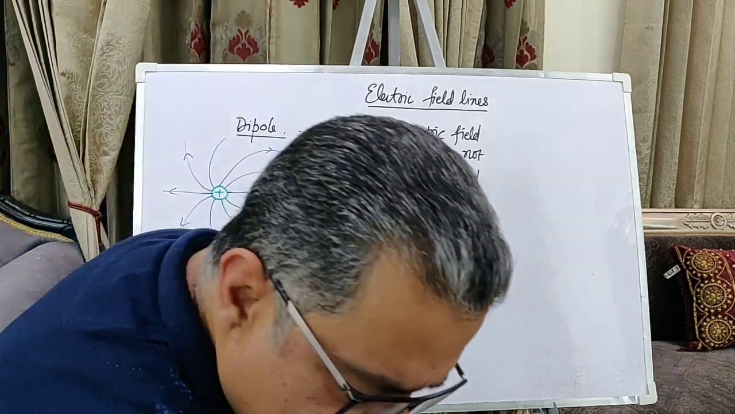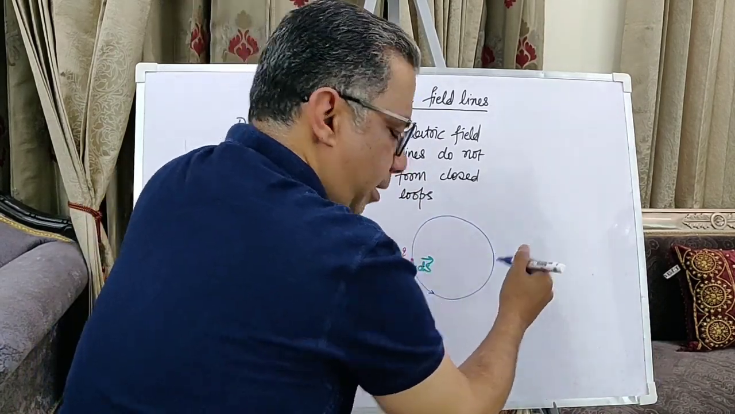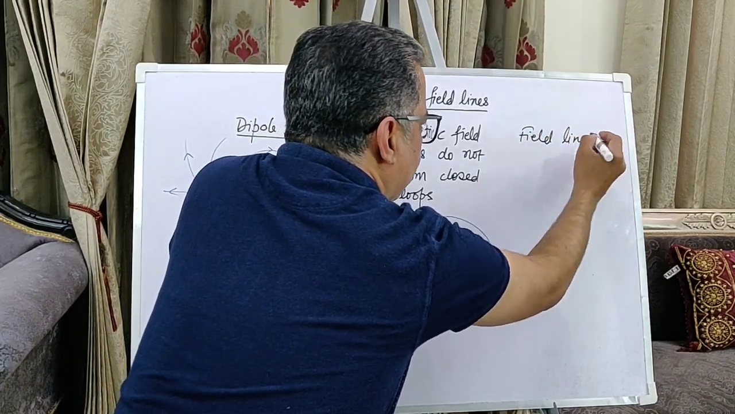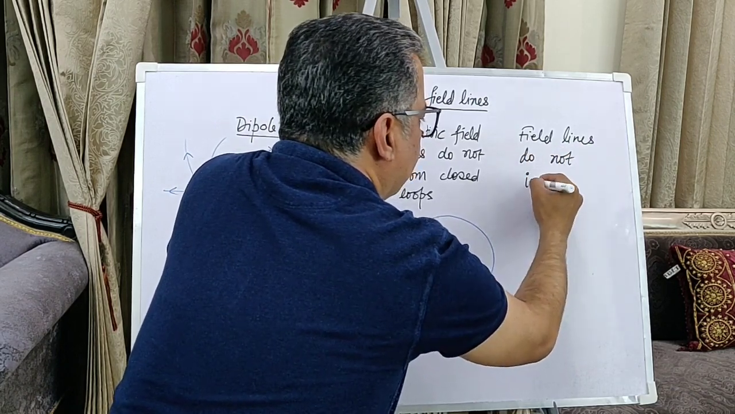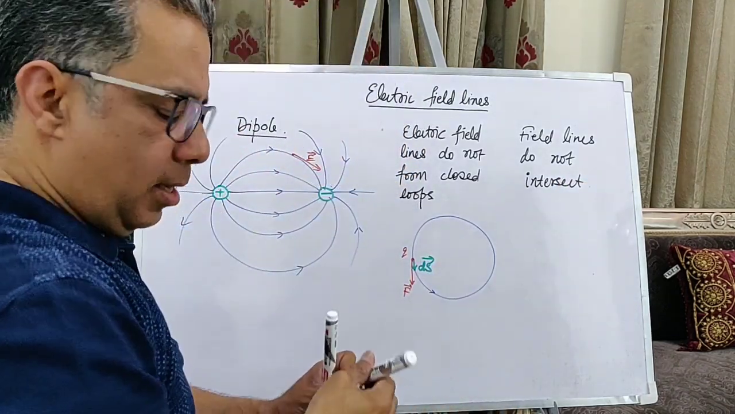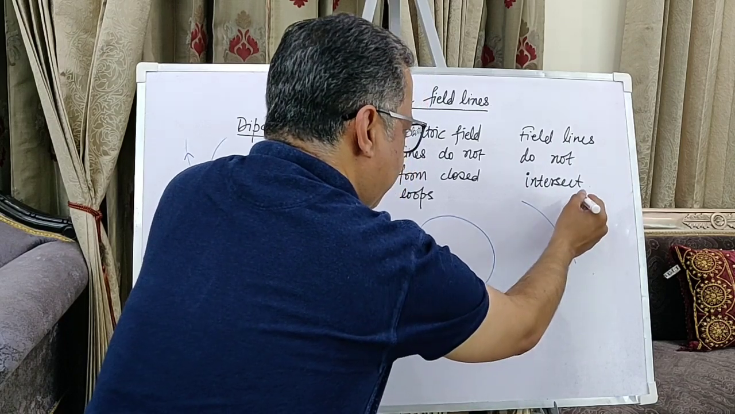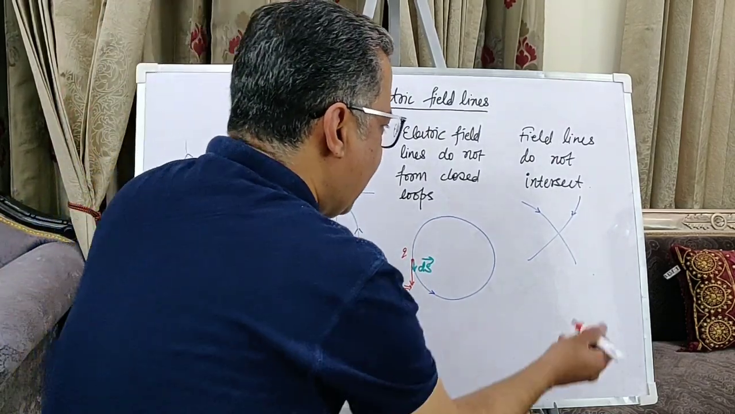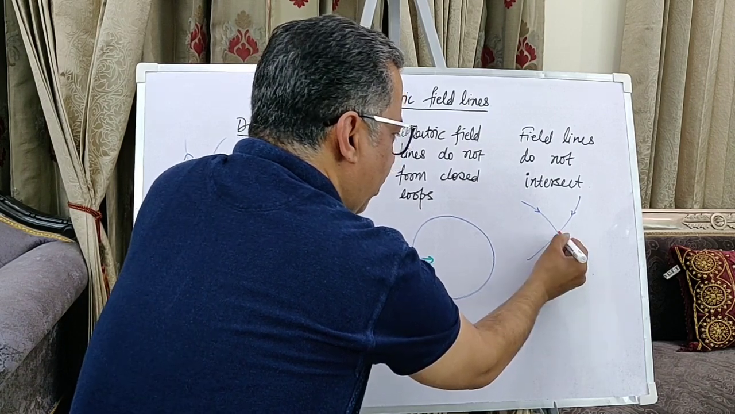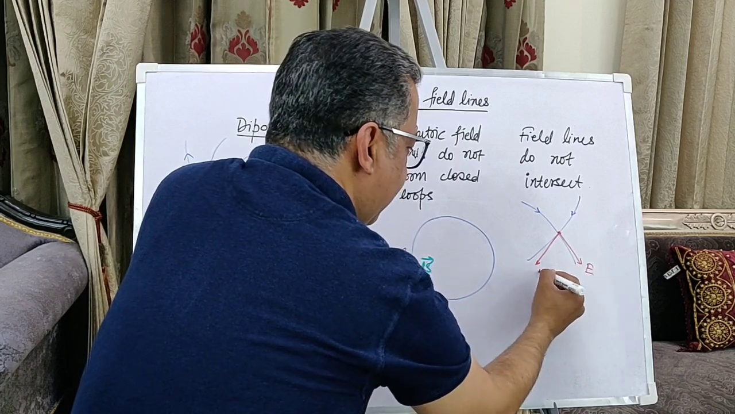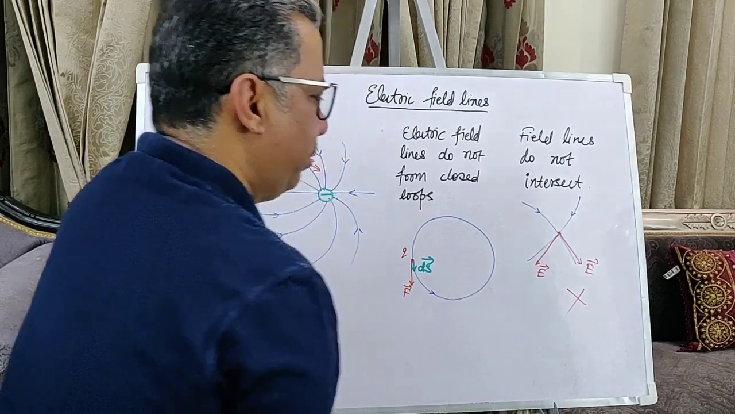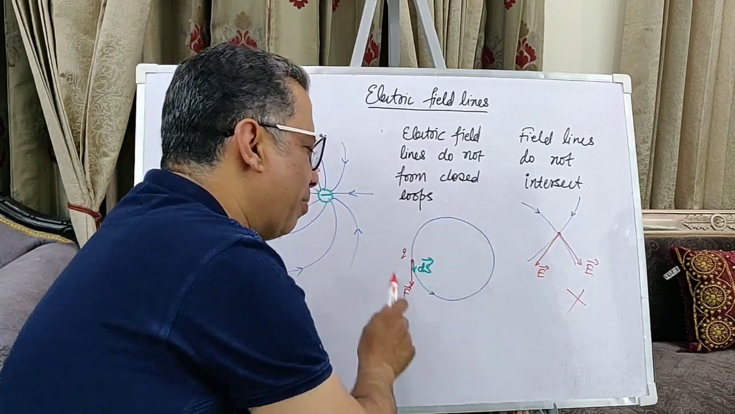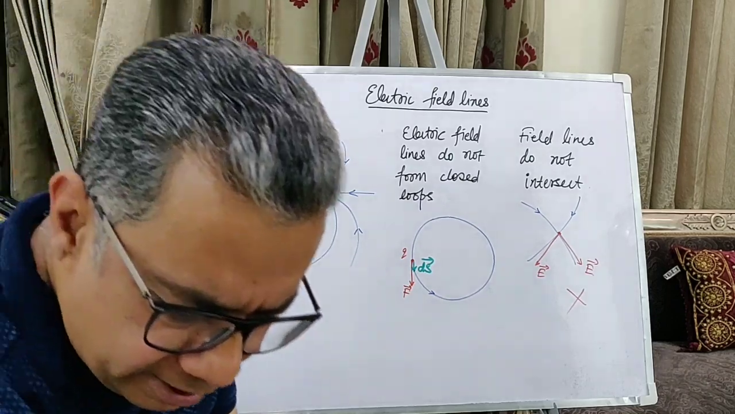Another property of these lines is that they never intersect. These field lines do not intersect. Now, imagine that there are two field lines and they are intersecting. Then what would happen is that at this point there would be two different directions of the net electric field, which of course is not possible. So these electric field lines generally do not intersect at a point, they do not form closed loops, and there's another interesting pattern that they never really form.